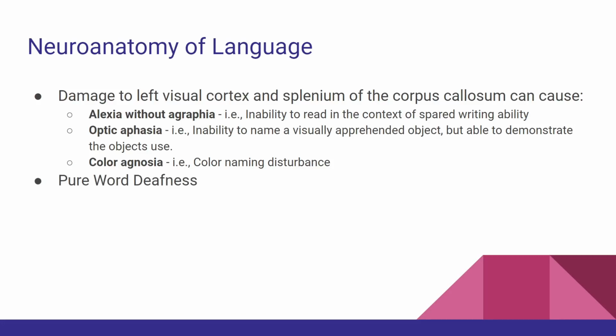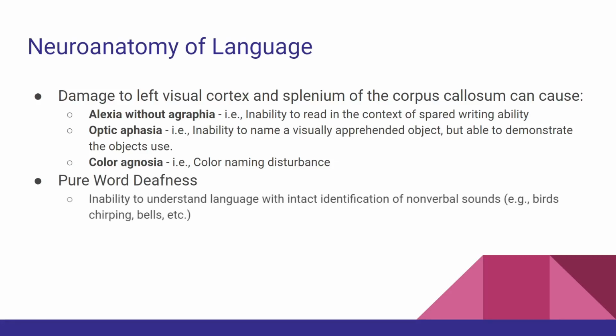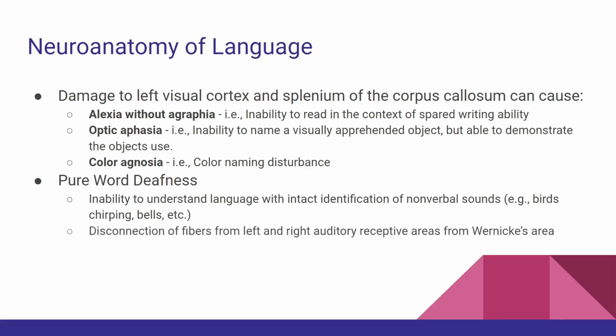Another language disruption is called pure word deafness, which is the inability to understand language with intact identification of nonverbal sounds. So you can recognize birds, bells, or other sounds, but if someone's speaking, it doesn't make sense. And this is caused by a disconnection of Wernicke's area from the left and right auditory receptive areas.